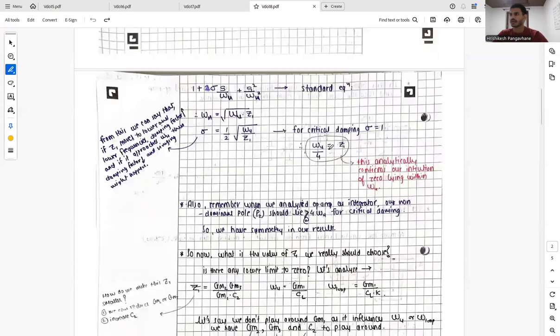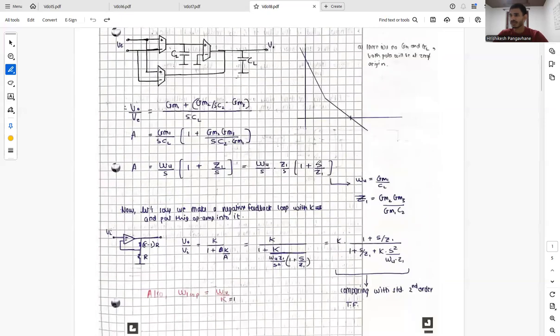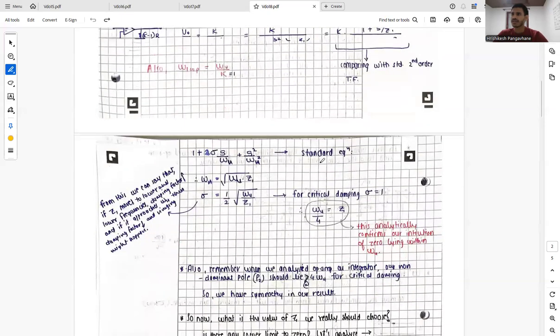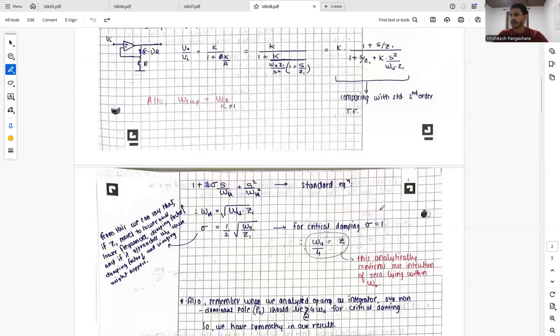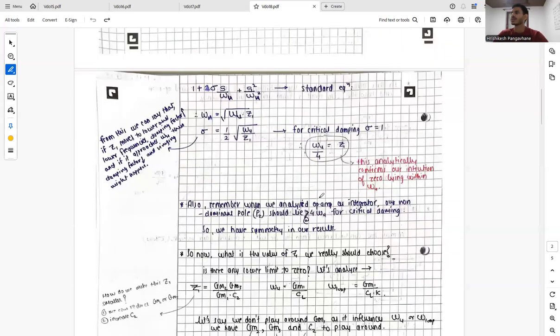So thus this is analytically confirming that our intuition of 0 lying within the omega u is true. And over here we can understand that from this we can say if z1 moves to lower and lower frequencies, so let's say now we have z1 somewhere over here, then the damping factor will increase. And if it approaches omega u, so it goes to the right side, the damping factor decreases and ringing might happen. So let's talk about it further.